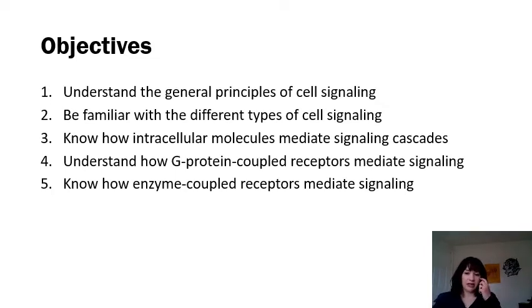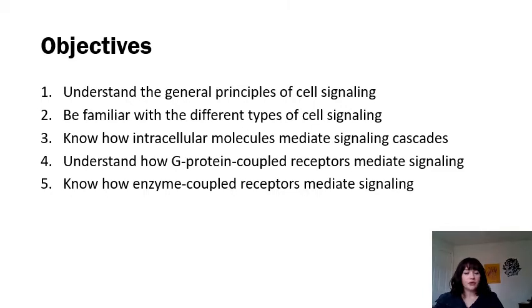So we have 5 objectives for chapter 16. The first is to understand the general principles of cell signaling. So what is the general path that a signal takes from outside the cell to inside the cell? Second, to be familiar with the different types of cell signaling. There's a variety of different methods that cells can communicate with each other in the body, and you should know and be able to compare and contrast and provide examples of these different types.